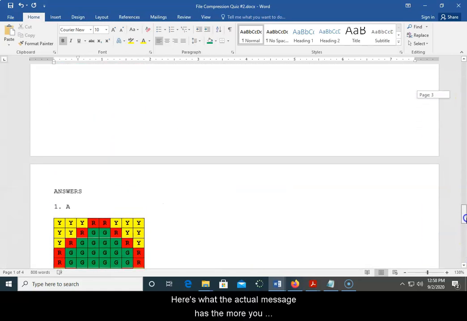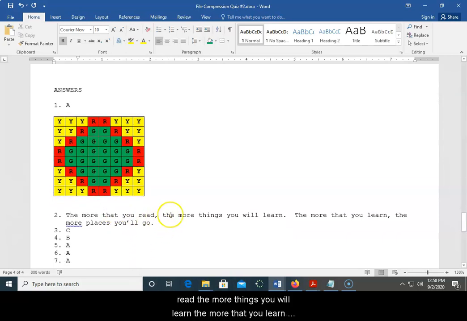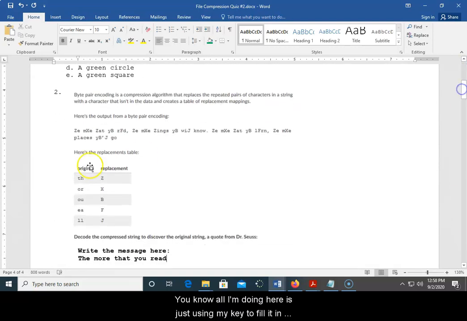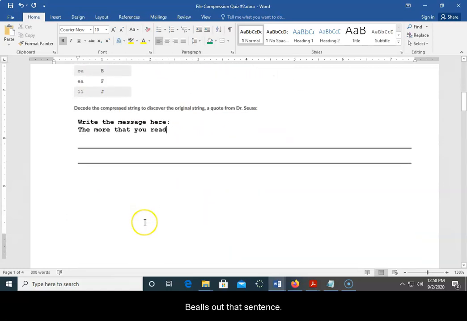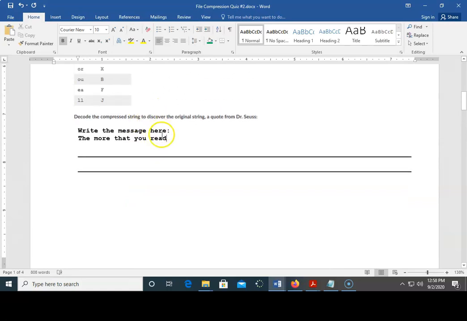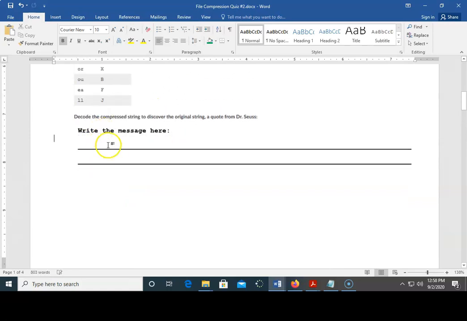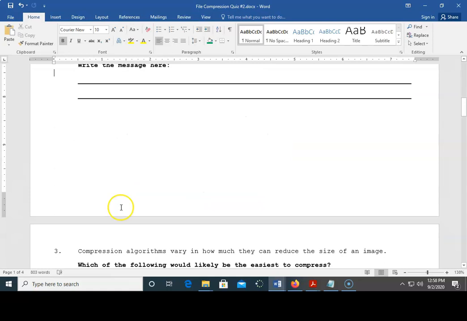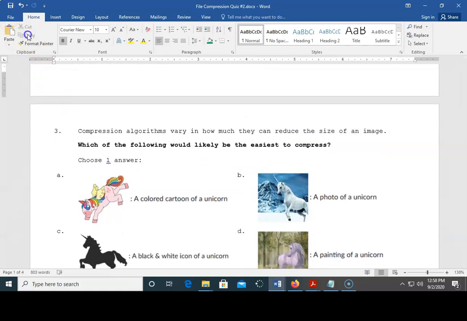Here's what the actual message is. The more you read, the more things you will learn. The more that you learn, the more places you'll go. Okay, so all I'm doing here is just using my key to fill it in with the original, and then it spells out that sentence that I typed in. So I'm actually going to get rid of that. And I'm going to save it real quick so I don't lose it, and then I won't save it again.